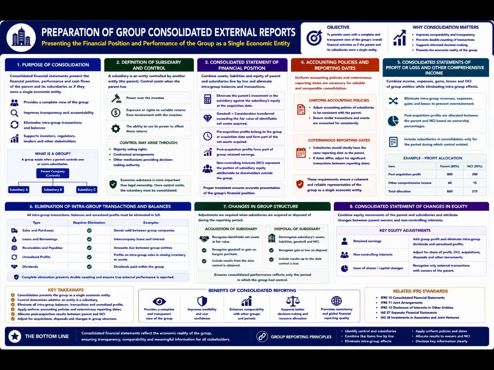When subsidiaries are acquired or disposed of during the reporting period, consolidation includes only the period during which control existed. Disposal of an entire interest requires recognition of gains or losses on disposal and derecognition of subsidiary assets, liabilities, goodwill, and non-controlling interests. These adjustments ensure that consolidated performance reflects only external transactions and accurately represents changes in group ownership structures. Overall, preparation of group consolidated external reports provides stakeholders with a comprehensive view of the financial activities, resources, obligations, and performance of corporate groups operating as unified economic entities.